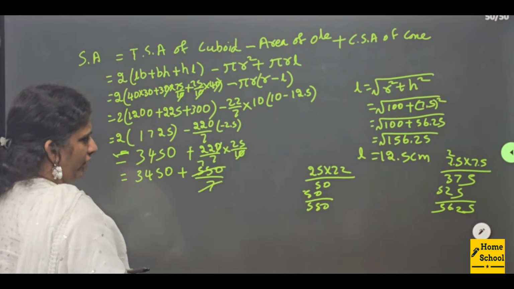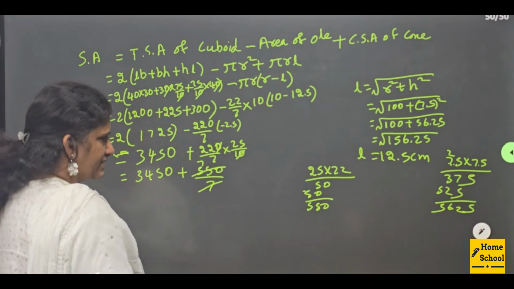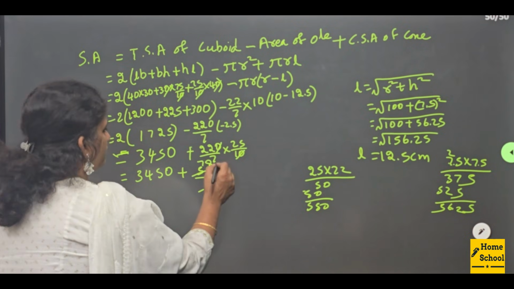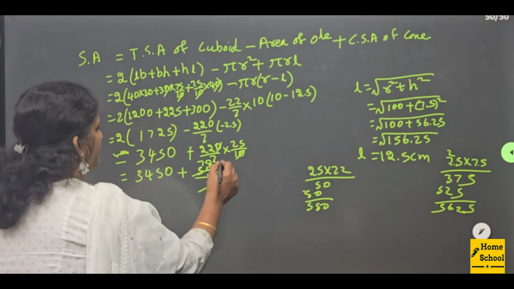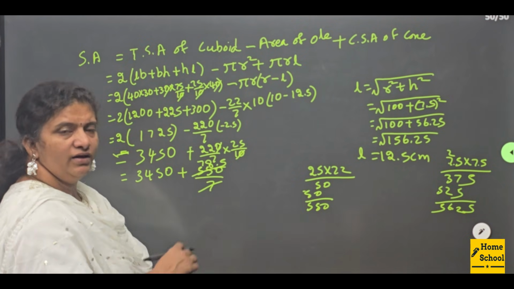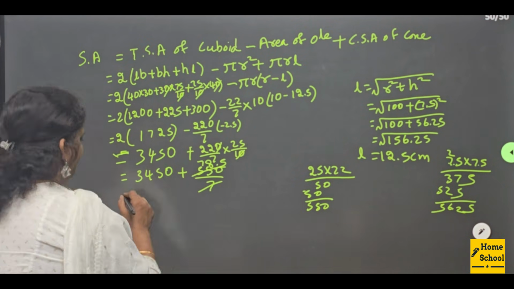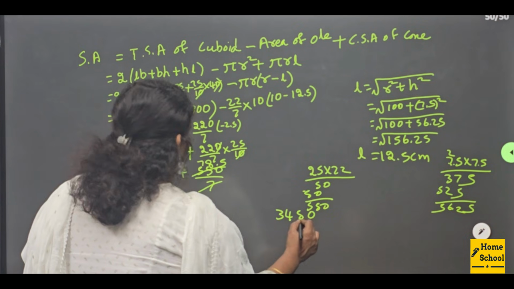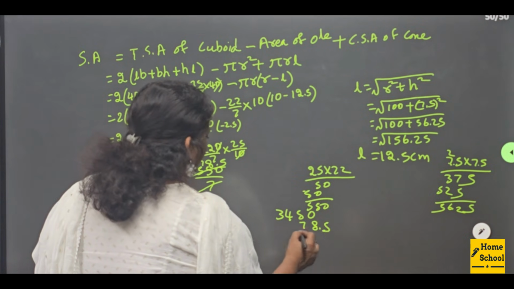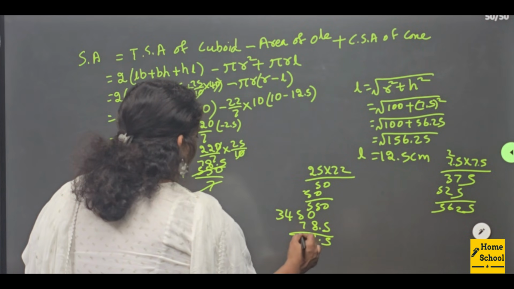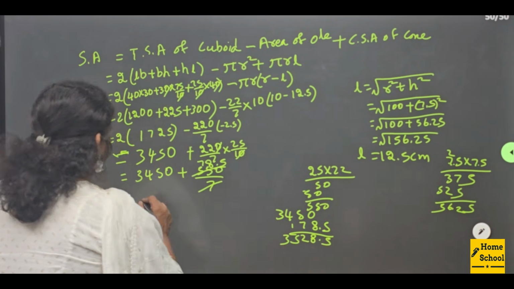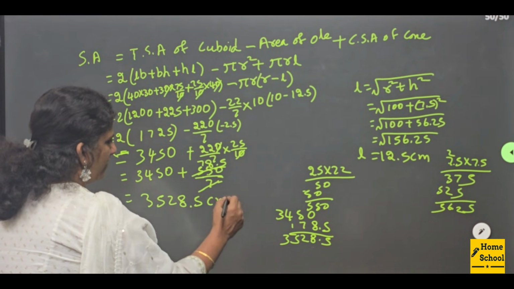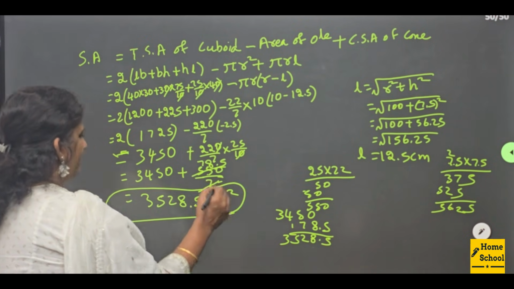7 sevens are 49. 6 left, that is 60. 7 eights are 56. 4 left, so it will be 0.40. 7 fives are 35. And again 5 left, go on. If you add these two, what happens? 3450 plus 78.5. This is 8, 12, 5, 3, 5 to 8.5. This is the surface area, that is centimeter square is your answer.